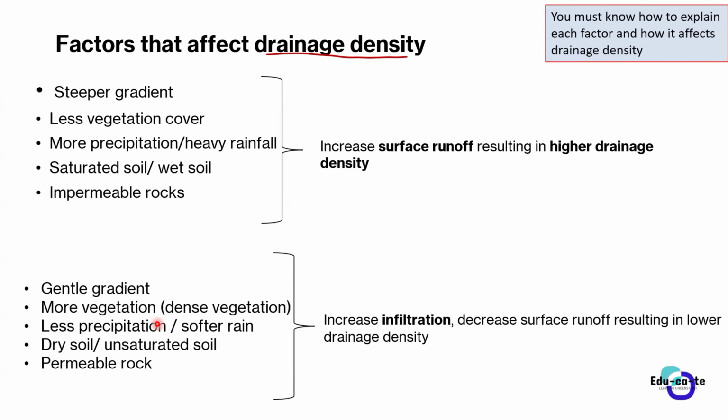Similarly, less precipitation or a softer rain. If the rainfall is soft, meaning that it's not raining so heavily, it is the opposite of heavy rainfall. It's just light rainfall. If there is light rainfall, more water will infiltrate, as we explained last time. If we've got lesser rainfall or softer rainfall or less precipitation, we're going to have more infiltration, more water will just infiltrate. And then if more water is infiltrating, we decrease surface runoff, which means that we've got a lower drainage density.